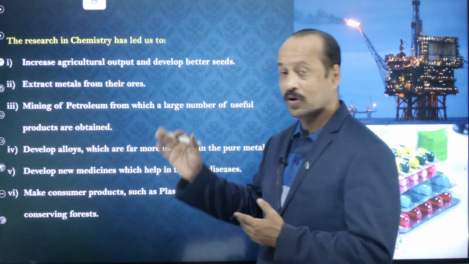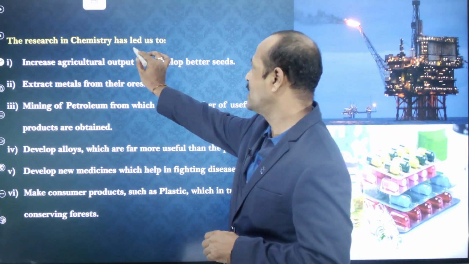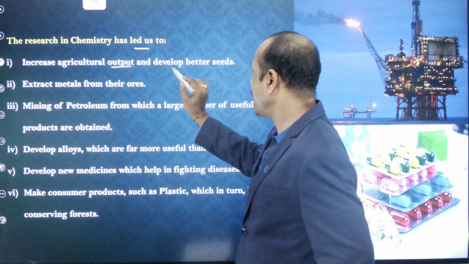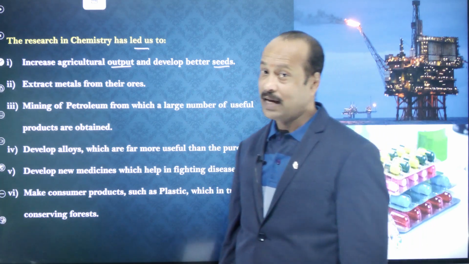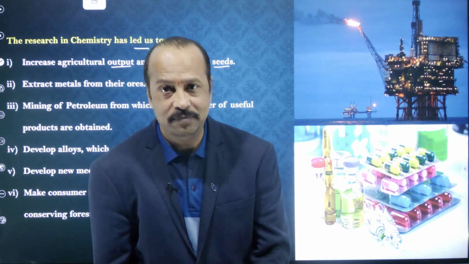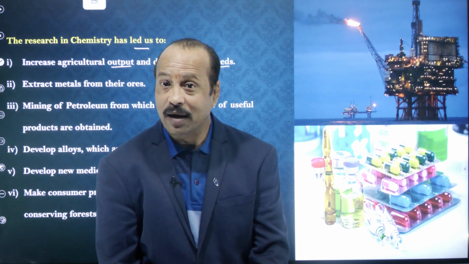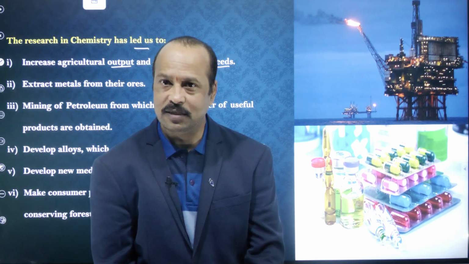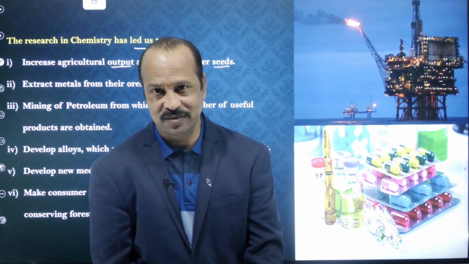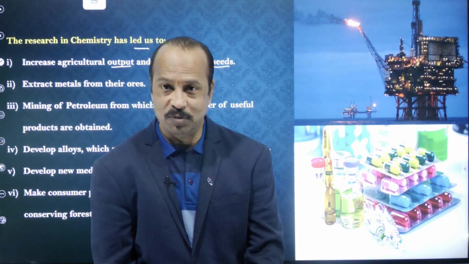So now let us see here. This we already discussed, but once again, the importance of chemistry. The research in chemistry has led to, what are the things? Increase in agricultural output and development of better seeds. As already discussed, you also know that day by day the population is increasing, and today our population is number 1 in the world, crossing 140 crores, right? So now in population, our India is number 1.